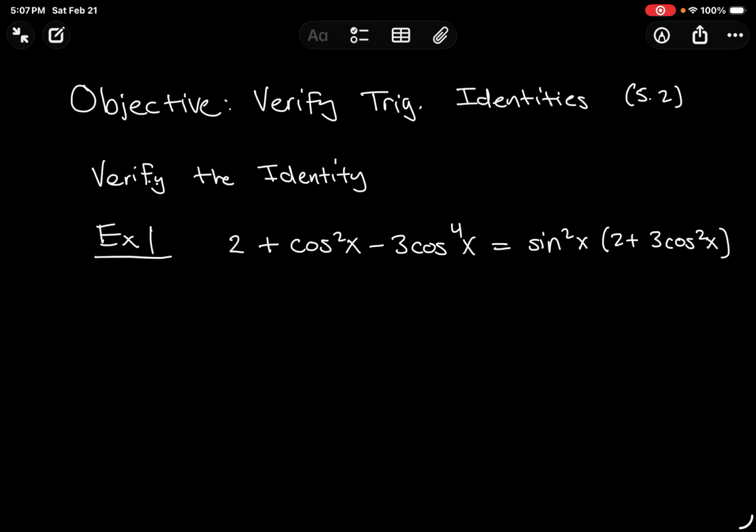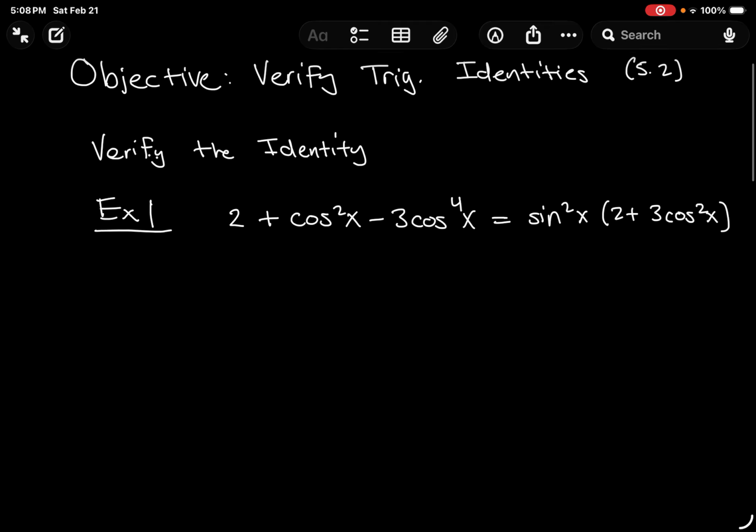Now, please take a look at your notes on the guidelines 1 through 7. Just read over it. Basically, the guidelines give you different strategies on how to verify trig identities. And honestly, the best way to get better at these is none other than just practice a lot of different problems. Okay, so let's take a look at this first example.